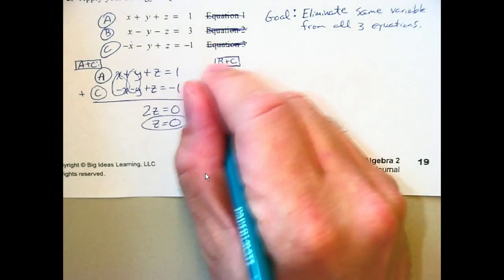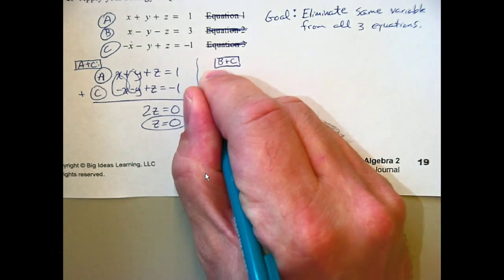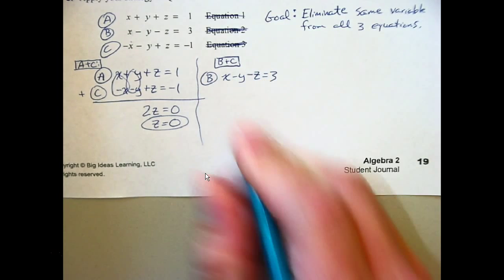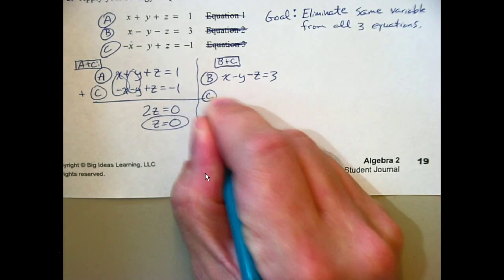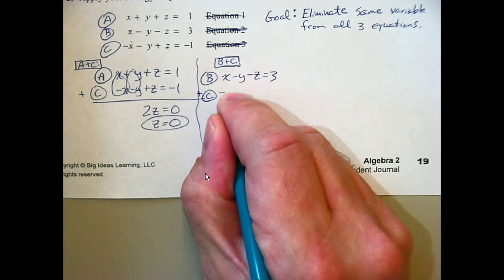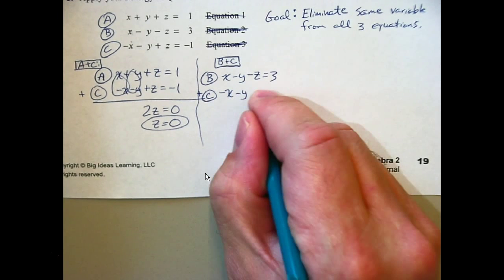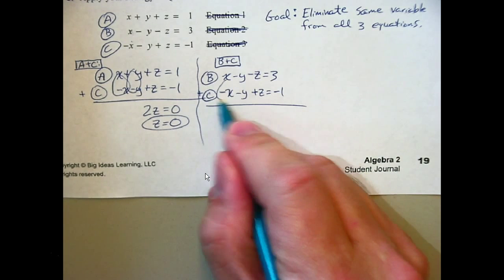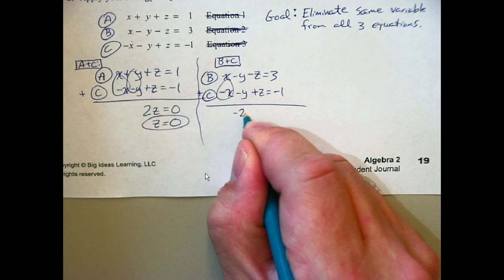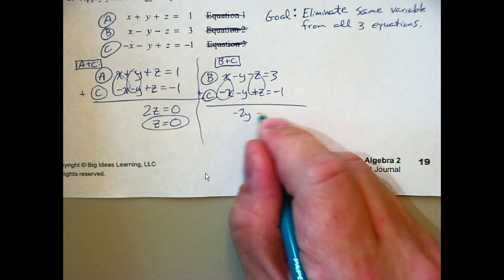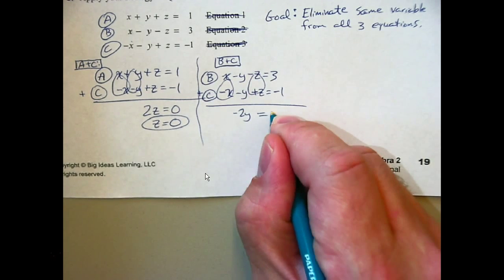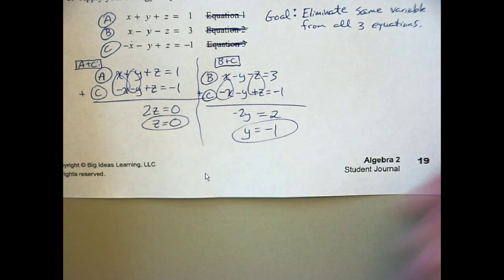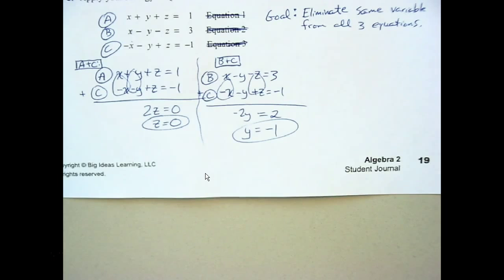Which would mean B, x minus y minus z equals 3, and C, negative x minus y plus z equals negative 1. We add them up. The x's cancel. Left with negative 2y. The z's cancel. Dude, 2 for 1 again. And positive 2. So y is negative 1. Now that doesn't always happen. We've just been lucky so far. You get 2 for 1.